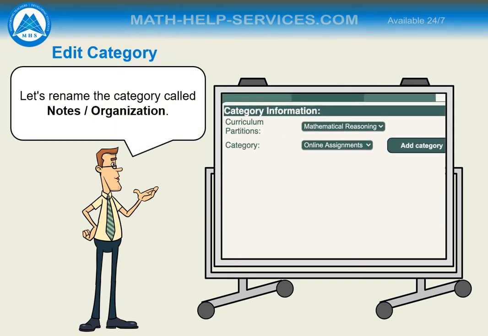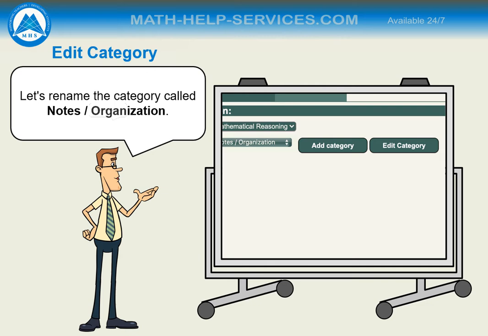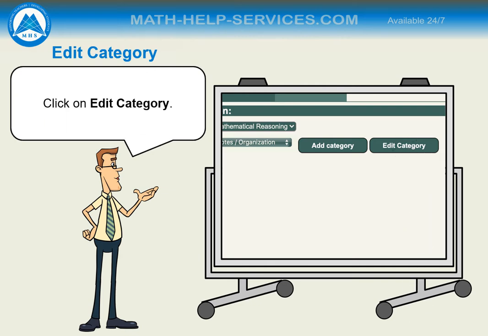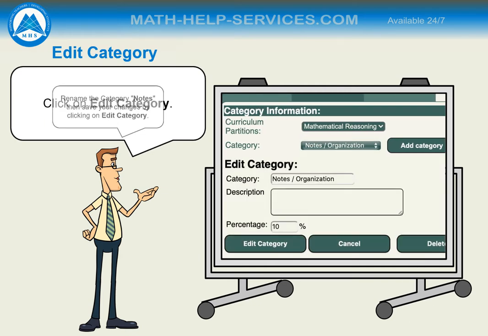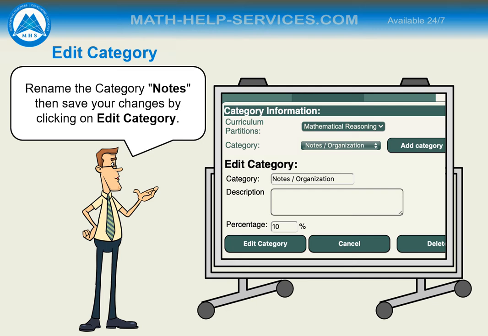Let's rename the category called Notes Organization. Click on Edit Category. Rename the category Notes, then save your changes by clicking on Edit Category.